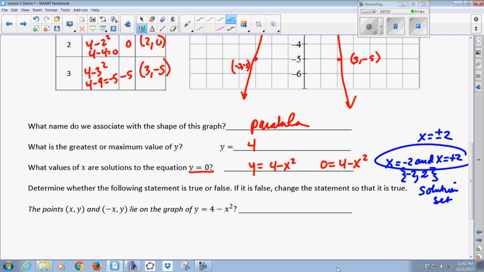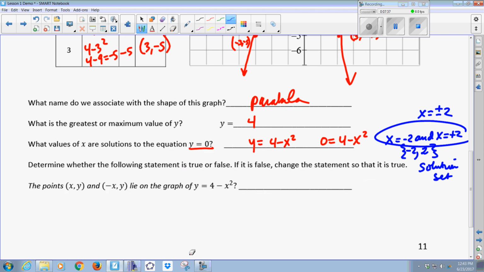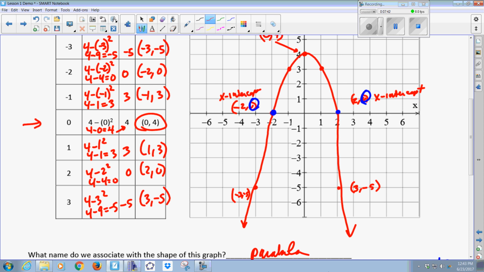So let's take a look at it first. It says, if the points (x, y) and (-x, y) lie on the graph of y equals 4 minus x squared. Well, you might say at first, what are you talking about? I've been looking at numbers and putting them in. So now we're asking you to generalize. What do you notice about the values for these points?